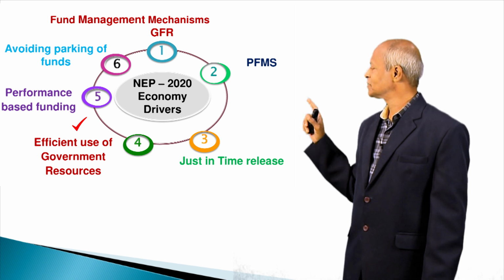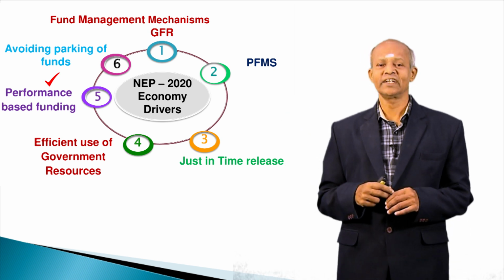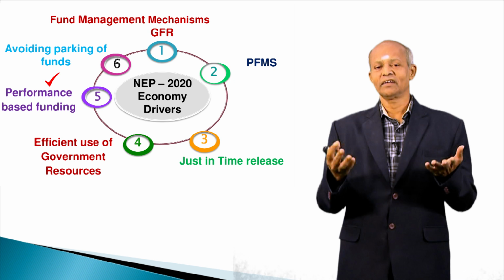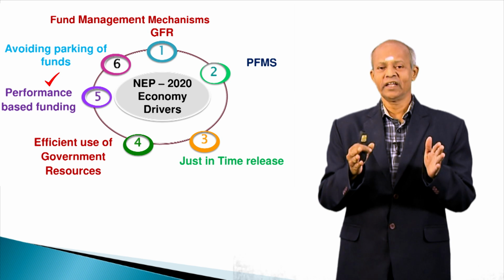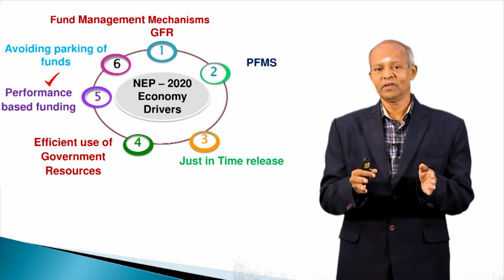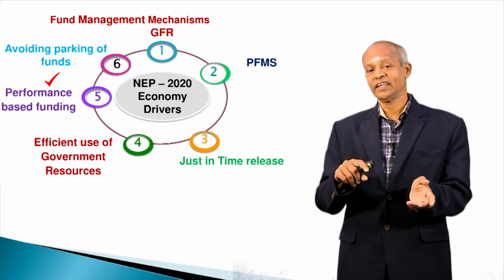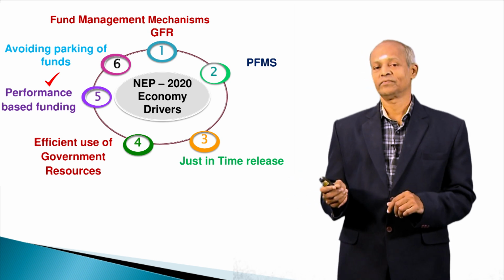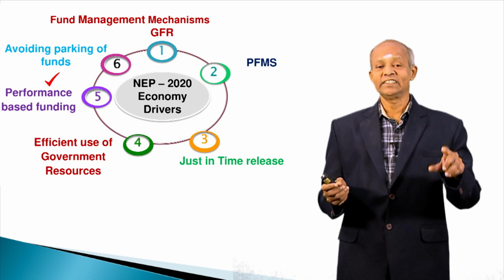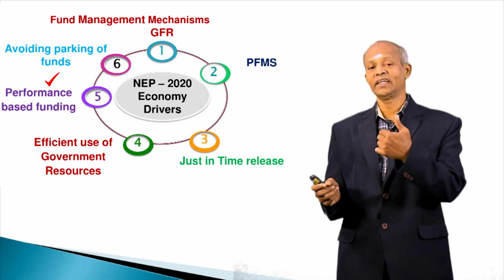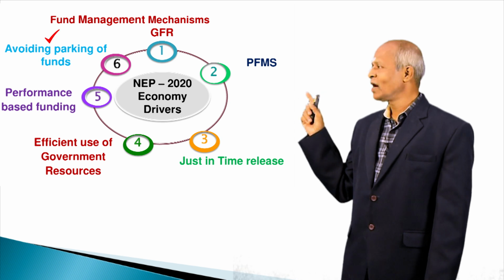Efficient use of government resources, performance based funding. Actually it is a new concept. What is it? Suppose I am giving some amount to an institution, for example for 1 year or 5 years. In that time, how they spend is analyzed for performance, and accordingly in the next cycle the funding will be given. So the performance in one term decides how much funding should be given in the next term. That is called performance based funding.